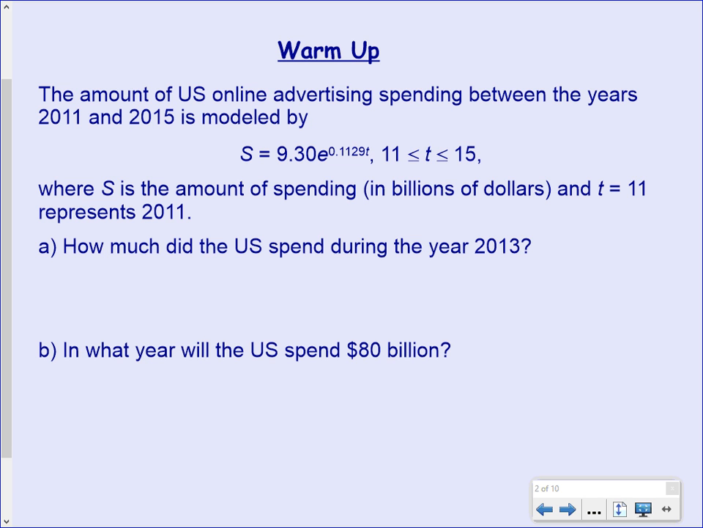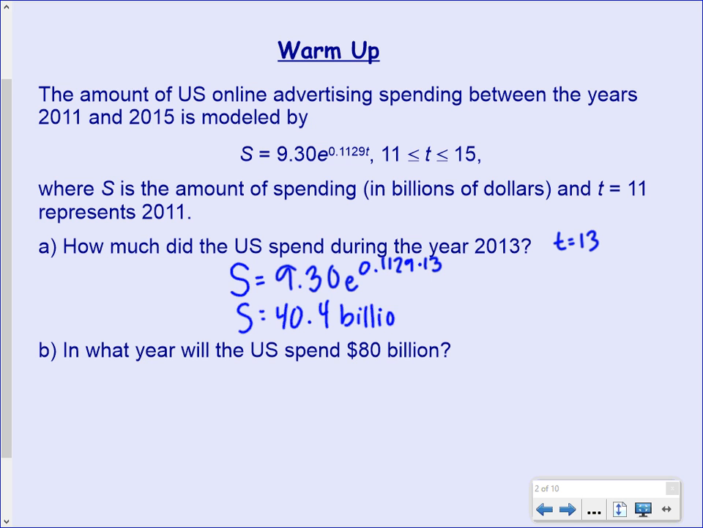Okay. So what you need to do is figure out what is time for 2013. If you're talking about 2011, then t equals 11. So if it's 2013, t equals 13. And this is pretty quick and easy. All you've got to do is plug this into your calculator, substituting 13 in for time. I get something like $40.4 billion. Make sure that you label that appropriately.